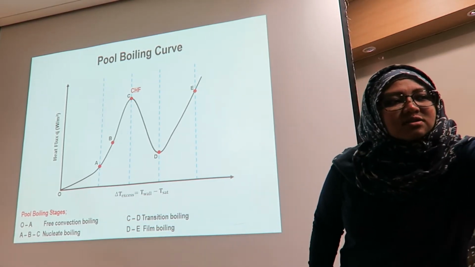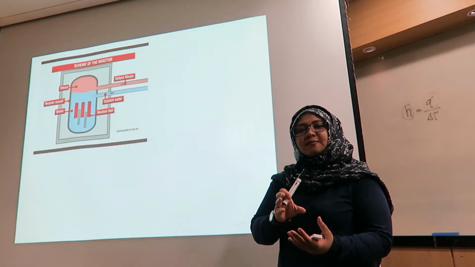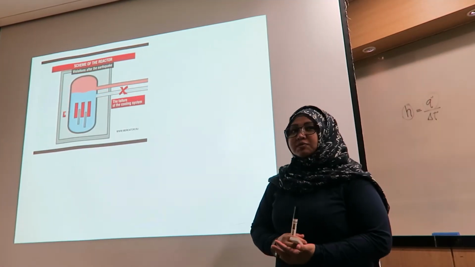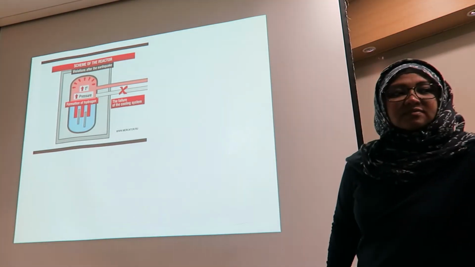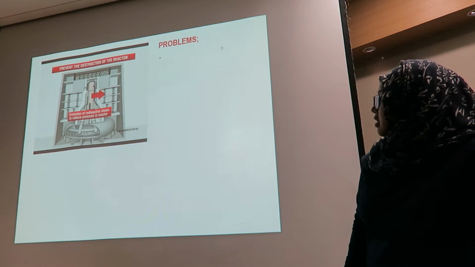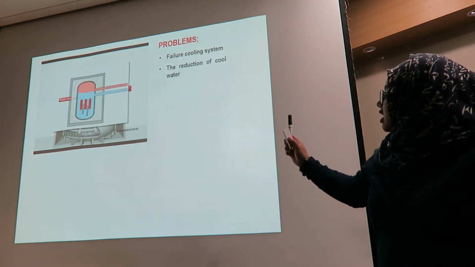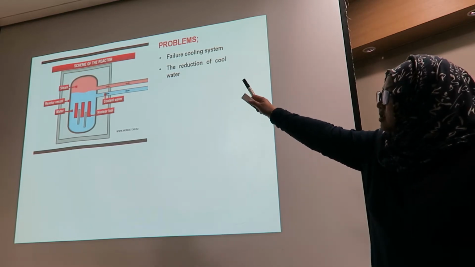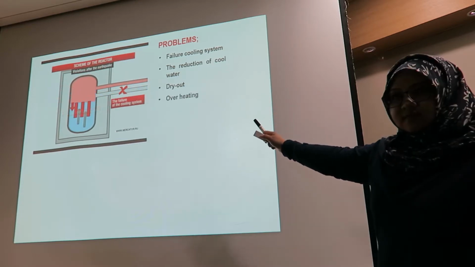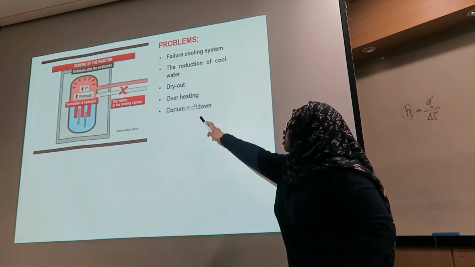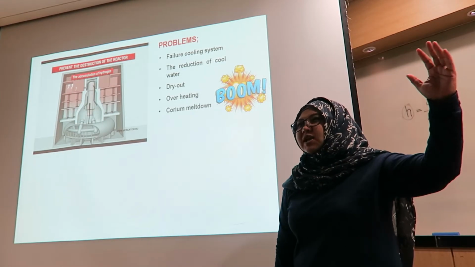Okay. Now let me take you back to the Fukushima nuclear explosion. This video will show you the factors that triggered the Fukushima nuclear disaster. What is the main problem that caused the explosion? As we can see here, there is a failure of the cooling system, and because of that there is a reduction of cold water, and then the pressure will increase. Because of the increasing pressure, there is dry out and then overheating, and because of the overheating, the corium starts to melt down. And guess what next? After the corium starts to melt down, boom, there will be an explosion.